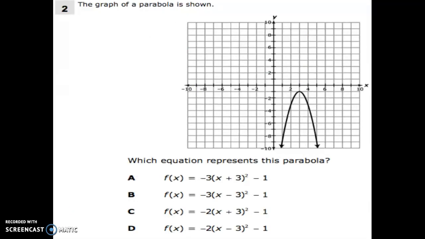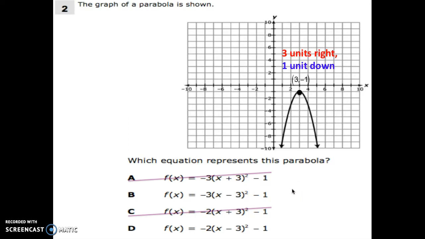Okay, question number 2 is another graphing equation, and we're given a parabola. So let's identify the vertex. The vertex is 3 units to the right, 1 unit down. So the vertex is at 3, negative 1. And as I read before, if the vertex is at 3, negative 1, what that tells me is that the inside 3 needs to be a minus 3, and the outside is going to be a minus 1. So it's not A and it's not C because they say plus 3 on the inside.